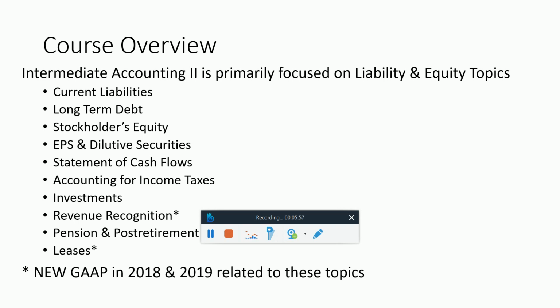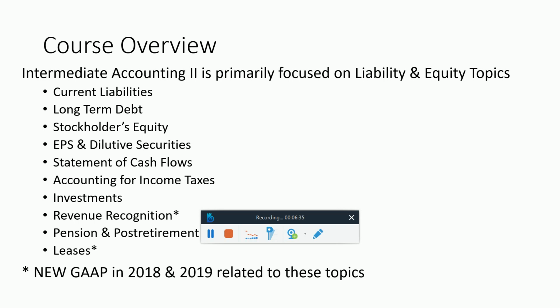Some of the big topics that we're going to be talking about are current liabilities, and then long-term liabilities, primarily long-term debt. We're going to talk about how you account for gift cards and loyalty programs. Then we're going to talk about stockholders' equity, and then earnings per share and dilutive securities. We'll also spend a lot of time, this will be during week 4, talking about the statement of cash flows and actually how you put together a statement of cash flows. And then we'll get into accounting for income taxes and investments.